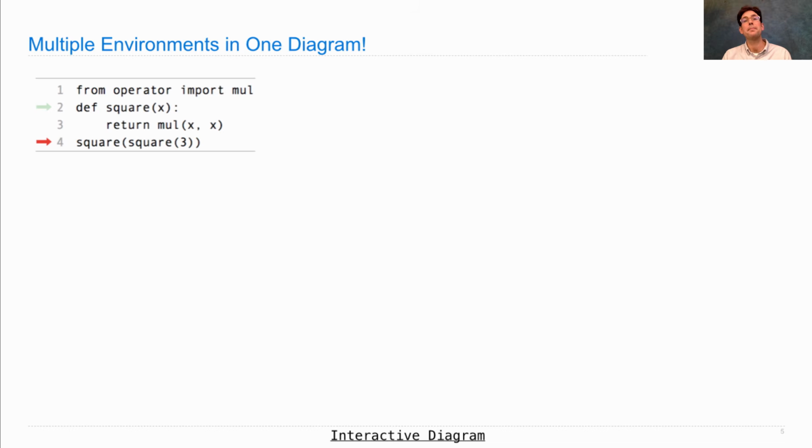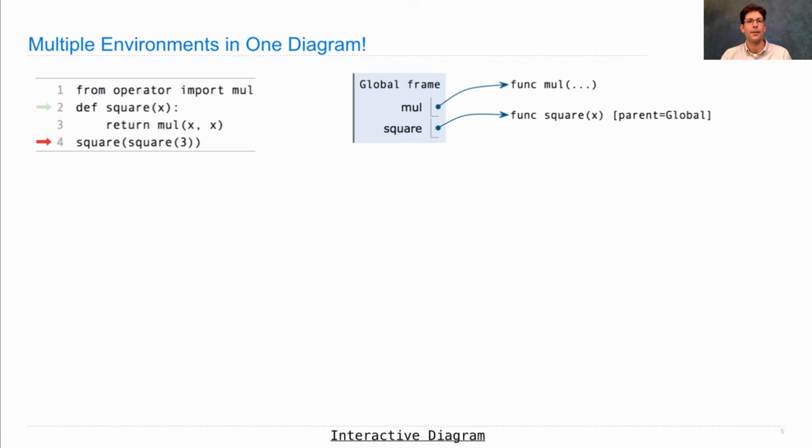Okay, so that's the simplest possible example. A slightly more complicated one is when we import mul, we define square just as we did before. But now we're going to square the square of 3. This diagram indicates that we've already executed the def statement, which bound the name square to a newly created square function, and we're about to square the square of 3.